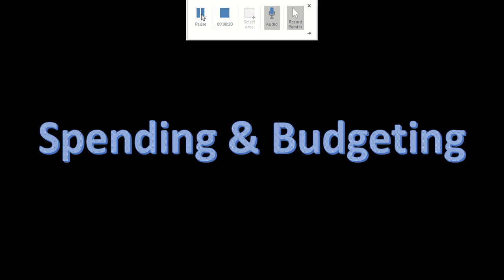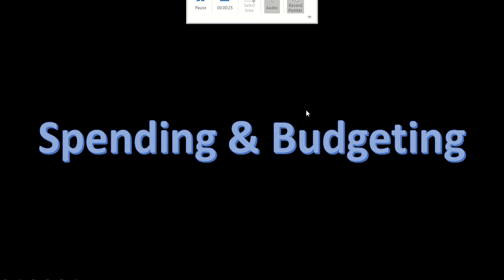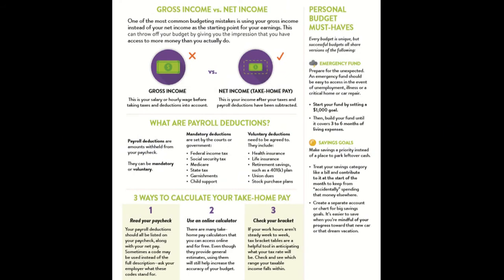So the first thing that I have on here is going to be an infographic that I have for the spending and budgeting. So the first part of this is going to be talking about gross income versus net income. And as you can see here, one of the most common budgeting mistakes is using your gross income instead of your net income as a starting point for your earnings. It can throw you off of your budget because it gives you the wrong impression that you have access to more money than you actually do.